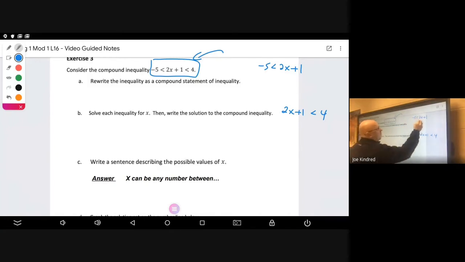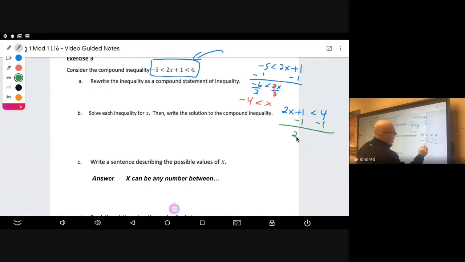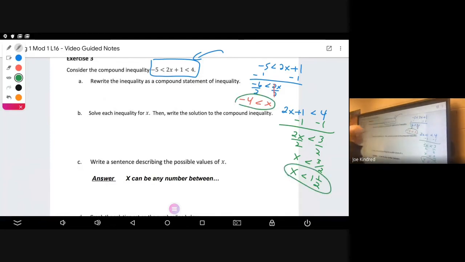And so as we write, we solve, and we're going to subtract 1. We're going to divide by 2. And on this side, we're going to get x is greater than -4. And then over here, with the other one, we're going to subtract 1. 4 minus 1 is 3. Divide by 2. X is less than 3/2, also known as 1 1/2. And so here are our two inequalities. We're going to write as a compound statement, which means x greater than -4 and less than 3/2. Here is my answer for A as a compound statement.